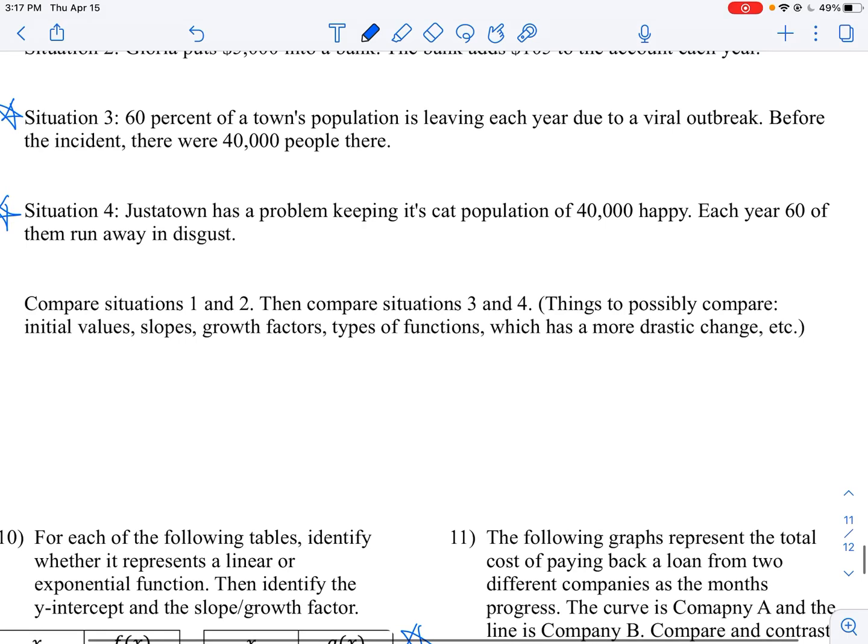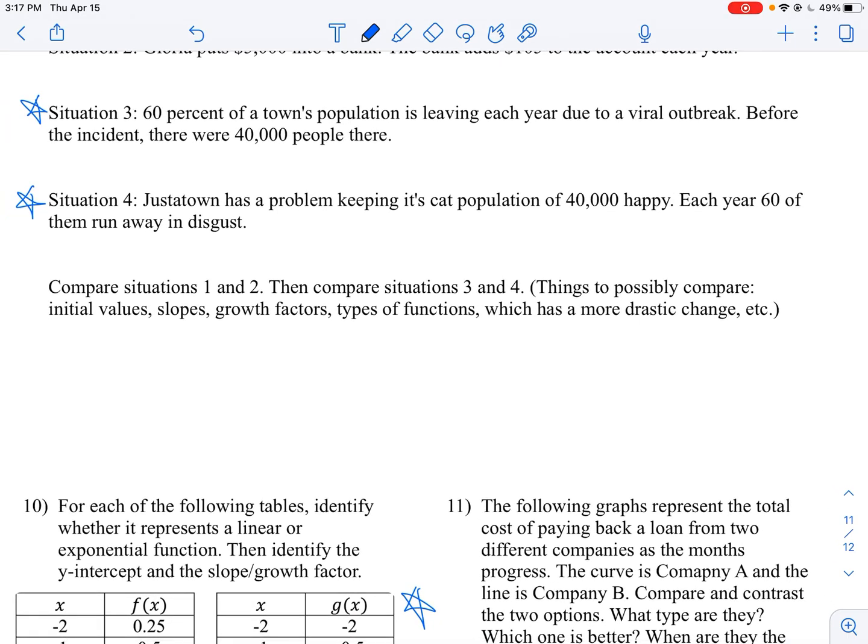So on 3, 60% of a town's population is leaving each year due to a viral outbreak. Before the incident, there were 40,000 people. So this here is my initial value. That's the A value of my equation. The 60% here is what's leaving each time, so that's my R value. This percent change over and over is R.